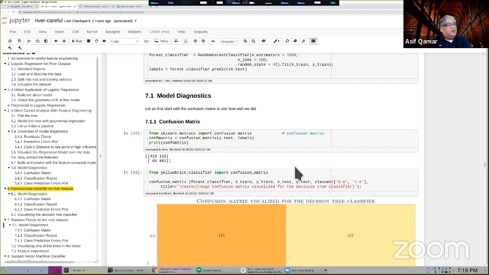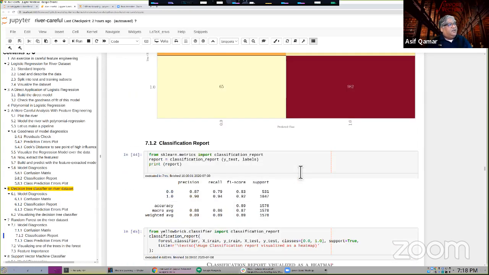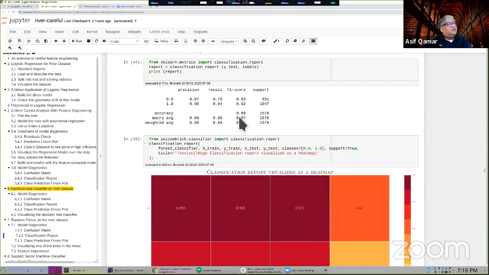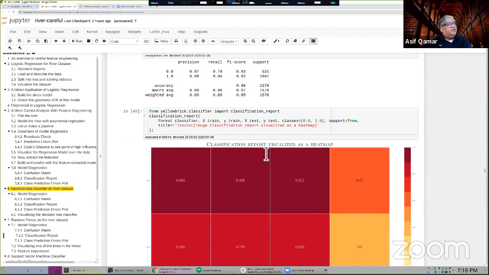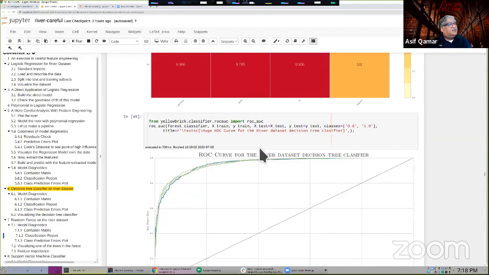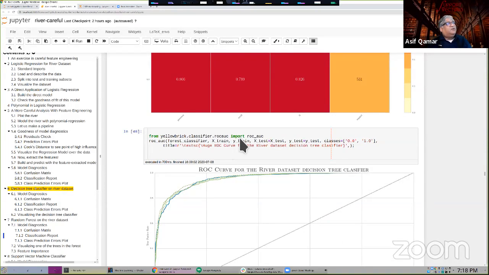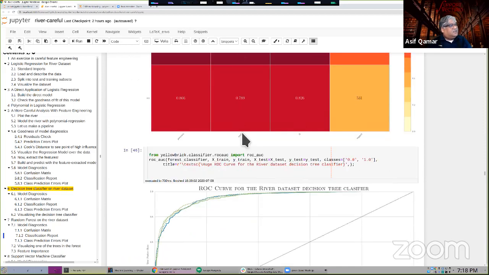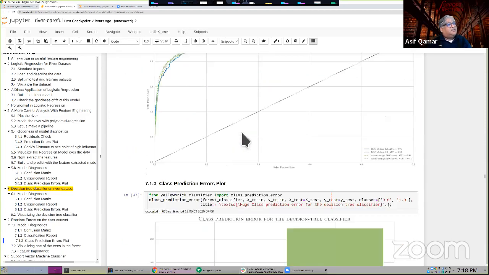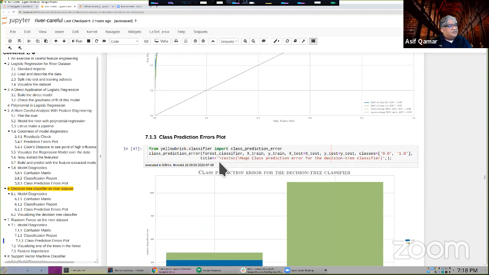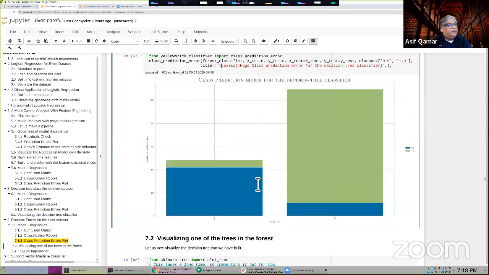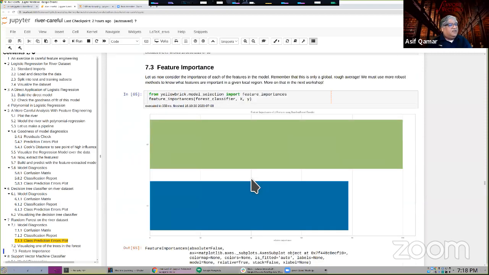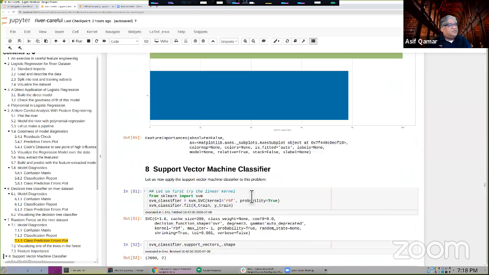When you do model diagnostics, you get some accuracy. I think we moved now to random forest. I already moved beyond decision tree. This is random forest, and then, oh no, it's decision tree. I think I have run this in a different order, so something is off. Anyway, I'll rerun everything and post the latest version.